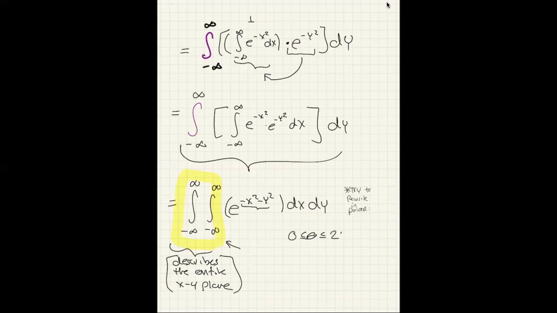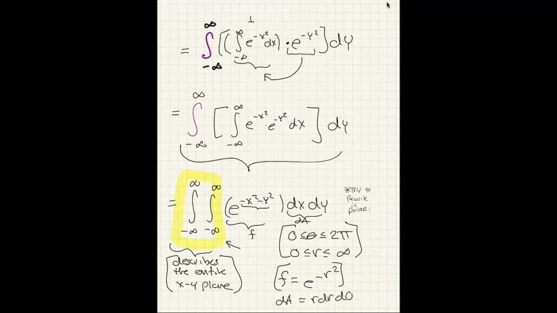And what is my r going to range between? For each angle I form, I want to start at the origin. I don't want to miss anything, and I want to range out to infinity. So r is going to go from 0 to infinity. And if I change my function, if I call this f, then I see f is merely e to the negative r squared. And then this is my dA in Cartesian. And don't forget, dA is r dr d theta. So these three pieces give us everything we need to assemble the same integral, but written in polar coordinates.